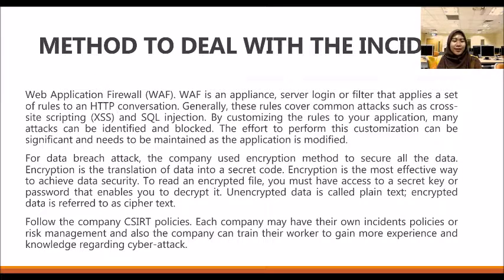For the data breach attack, the company uses the encryption method to secure all the data. Encryption is the translation of data into a secret code. Encryption is the most effective way to achieve data security. To read an encrypted file, you must have access to a secret key or password that enables you to decrypt it. Unencrypted data is called plain text. Encrypted data is referred to as ciphertext. Follow the company's CSIRT policies.